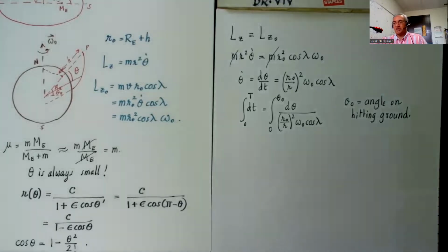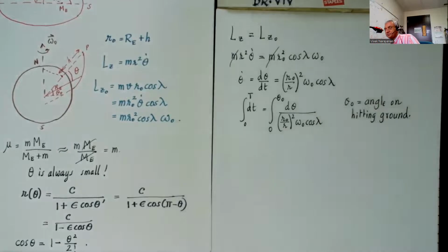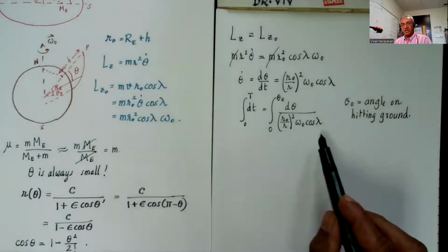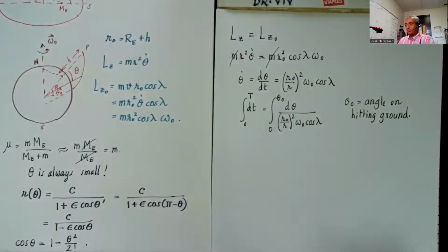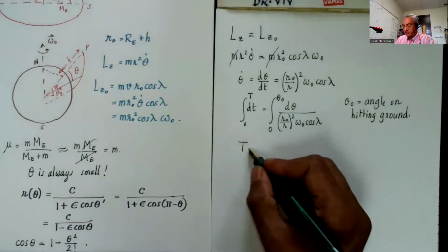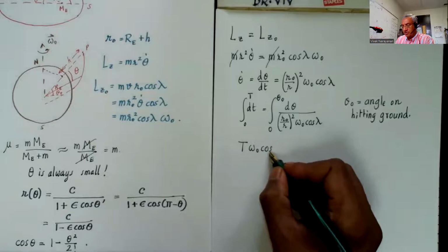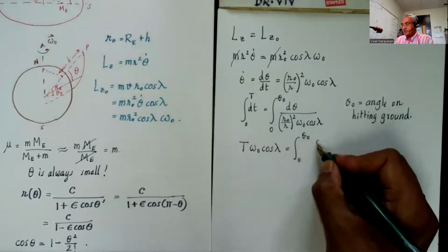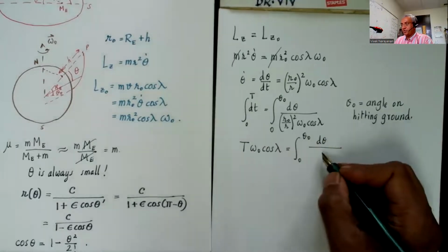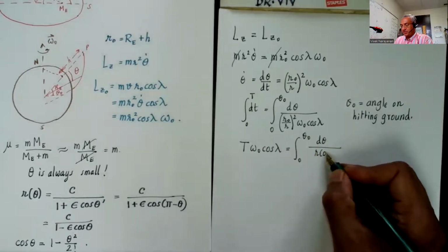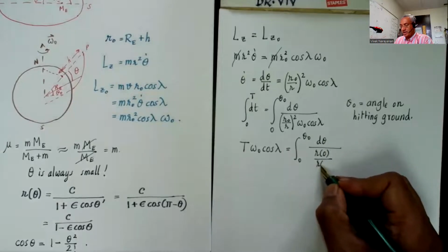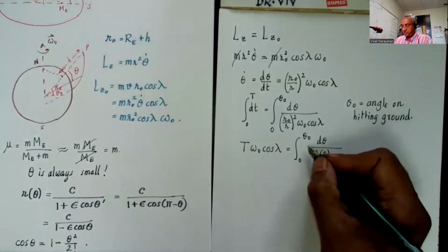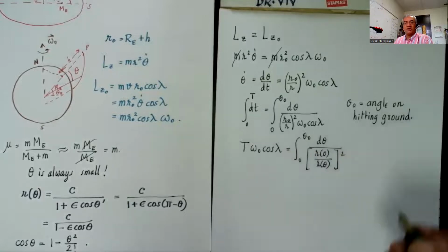Okay, so that is the state of affairs. Now we have to solve this integral. Well, omega naught and cosine lambda are constants, so I'll pull them upstairs. So I'm going to get total time T times omega naught times cosine lambda. All that's going to be the integral from 0 to theta naught of d theta over r naught, which is basically r at 0, over r at some random angle theta, the whole thing squared. So we have to solve that.